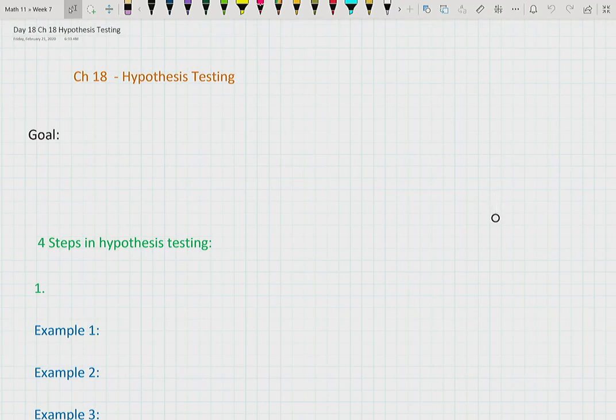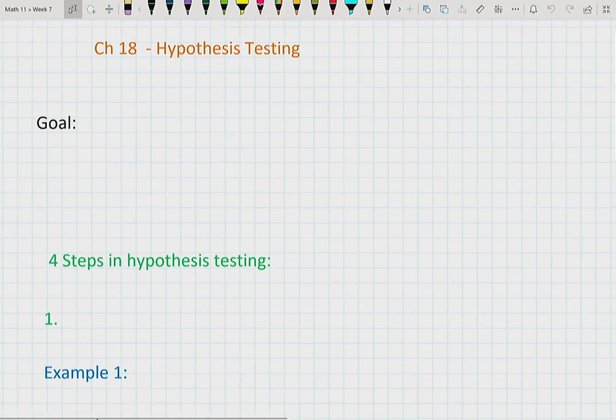So as you can see, today we're talking about hypothesis testing. We're going to finally learn about the famous p-value that maybe you've heard about or seen statisticians make reference to. Well, after today, you're going to know what it means.